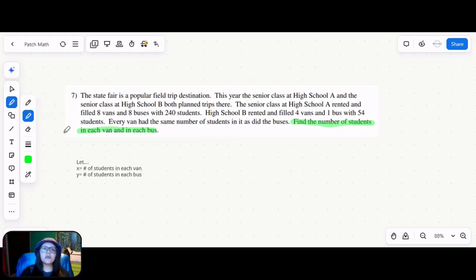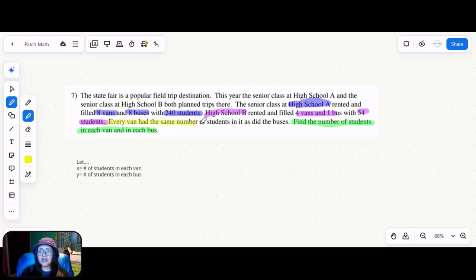Now that you've got your let statement, we can start piecing this together. If you look here, we have high school A. They rented and filled 8 vans and 8 buses with 240 students total. Then if we look here at high school B, they rented and filled 4 vans and 1 bus with 54 students total.